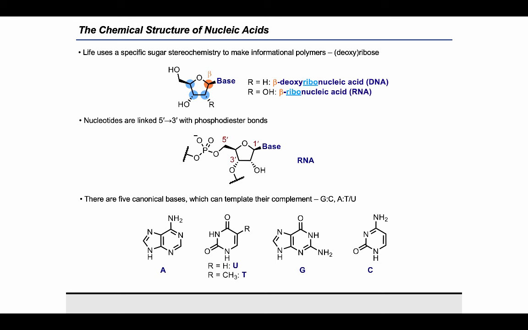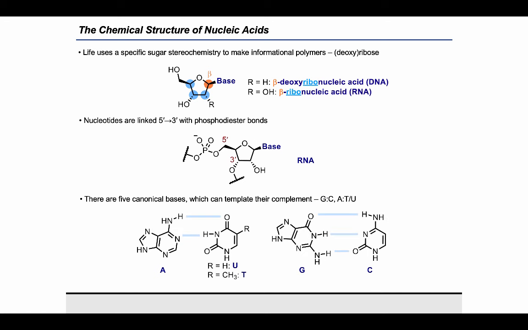A, T, G, and C in DNA, and A, U, G, and C in RNA. The purines, A and G, base pair with their corresponding pyrimidines. A pairs with either U or T, and G pairs with C through Watson-Crick-Franklin hydrogen bonding interactions. However, at this stage we have to ask ourselves, is there anything special about ribose or about 5' 3' linkages?